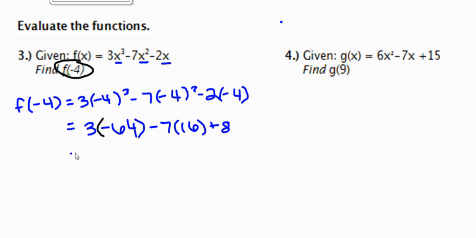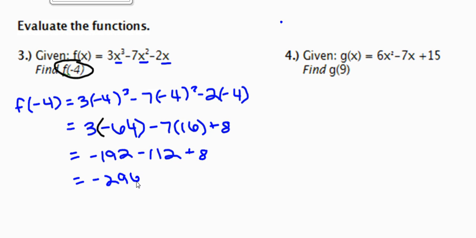Continuing down to my next line with my order of operations, next comes multiplication. 3 times negative 64 is going to give me negative 192. Negative 7 times 16 is going to give me negative 112. And I'll just bring down my plus 8. And lastly, I'll combine all of my values together to get a final answer that f of negative 4 is equal to negative 296.